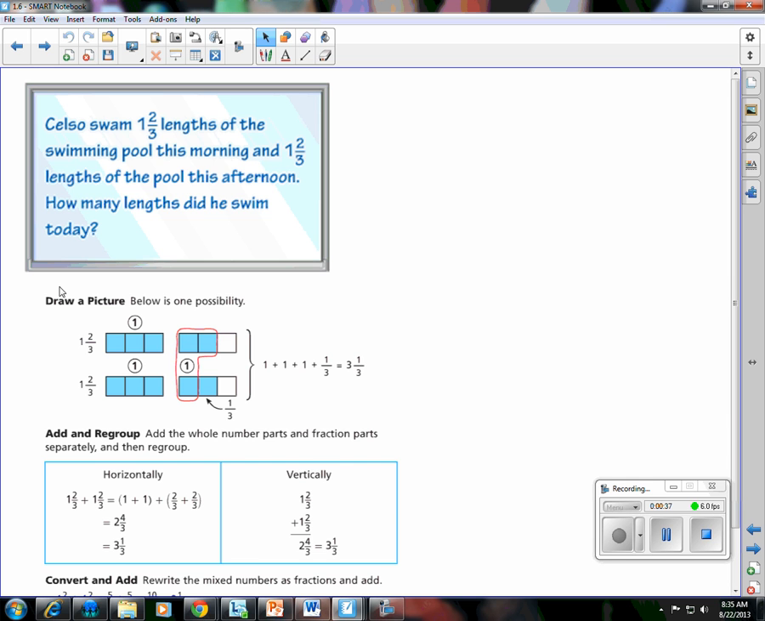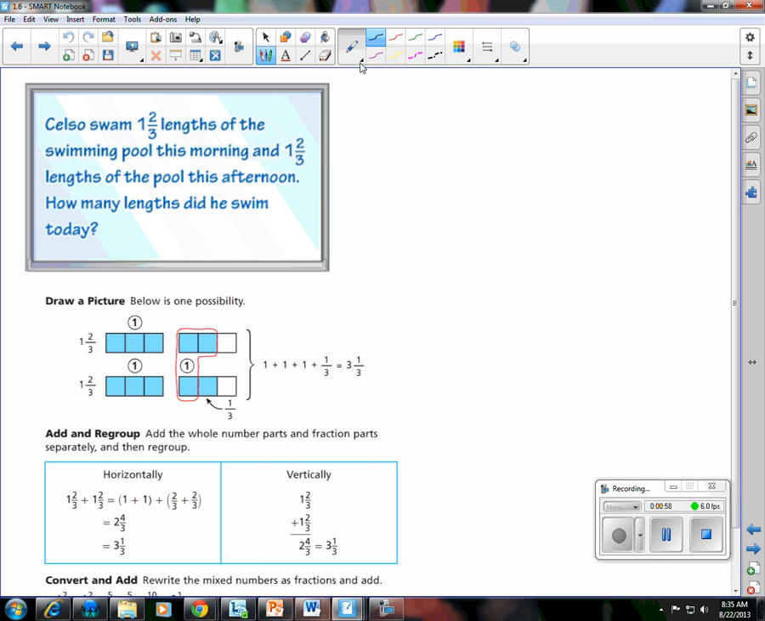Swims 1 2/3 lengths of the pool this morning and 1 2/3 lengths of the pool this afternoon. How many lengths did he swim today? So you can see you could possibly draw a picture here. This is 1 2/3 going across here. And then what they've got is 1 and 1 and 1 2/3 here.